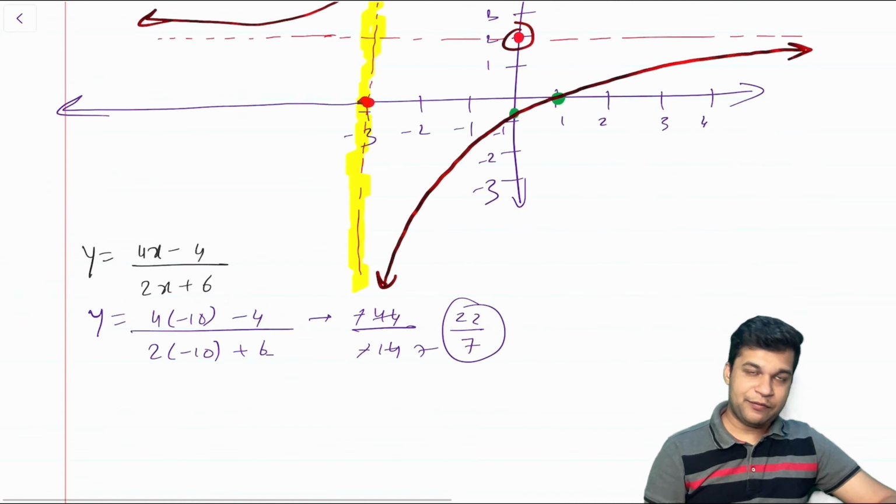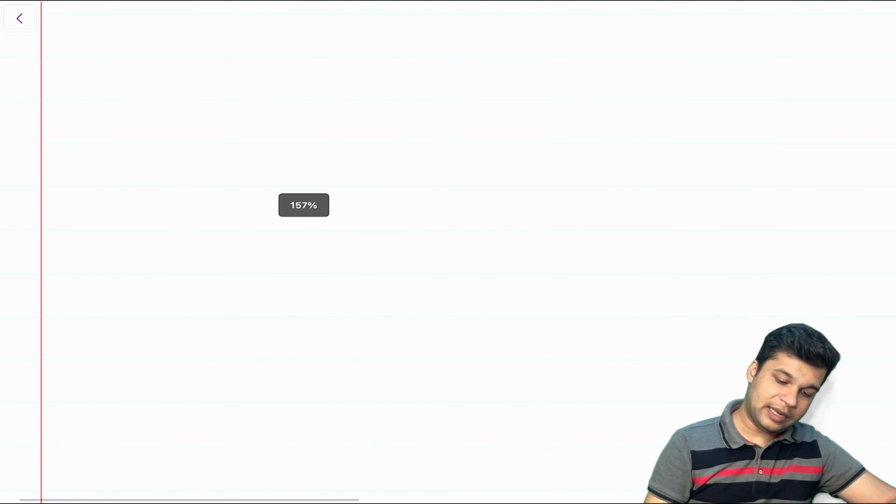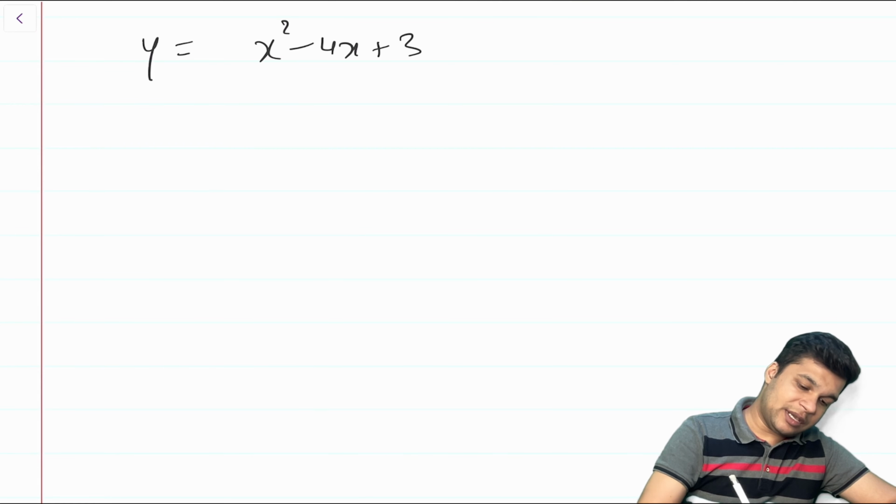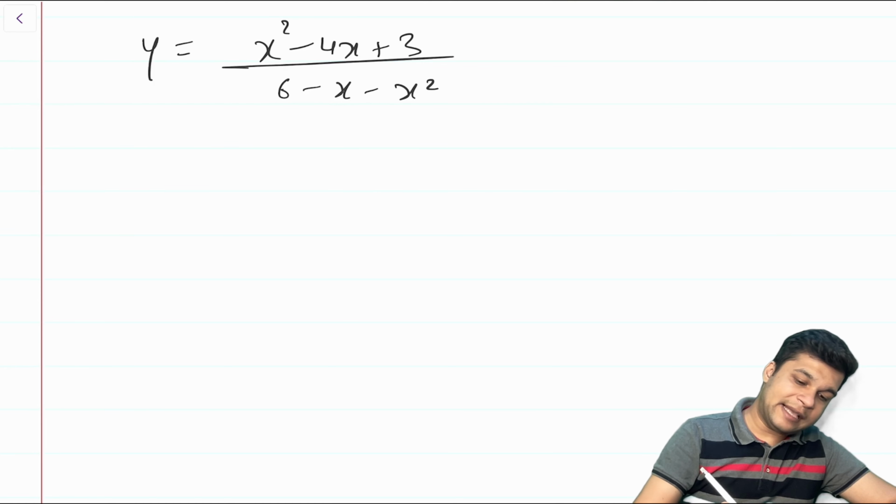We'll take one more example if you wish. Let's say you have y equal to x square minus 4x plus 3 divided by 6 minus x square. So what is the x-intercept, guys?